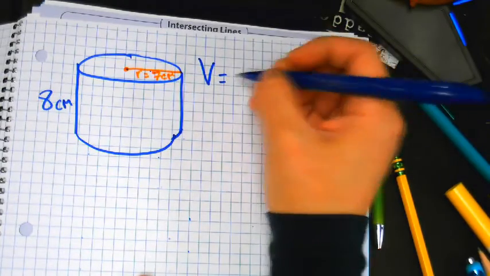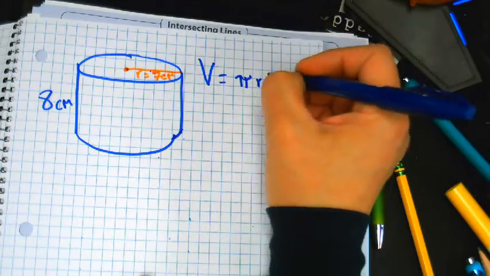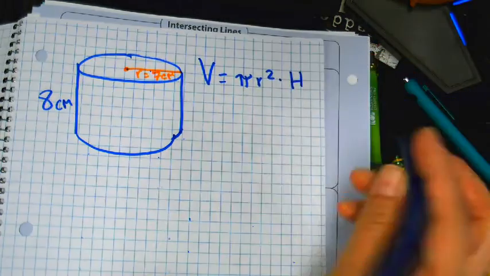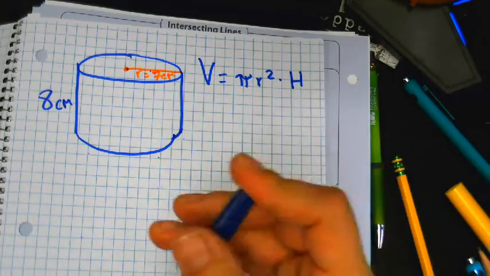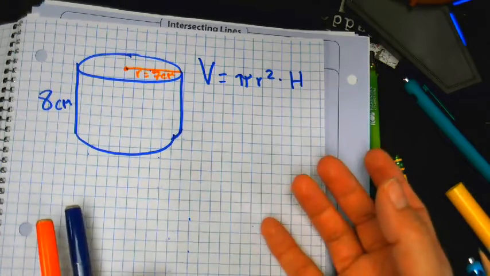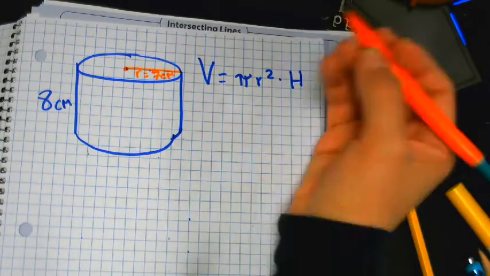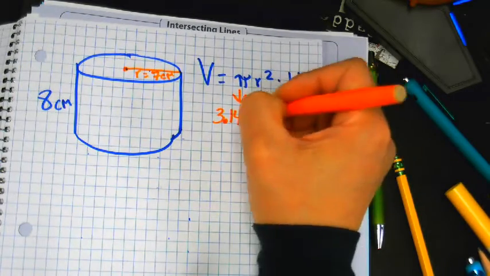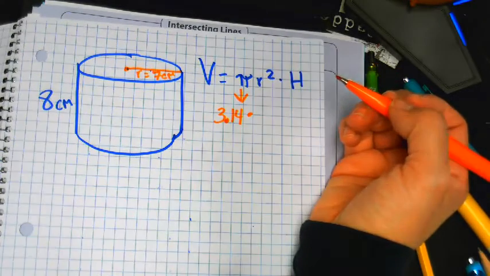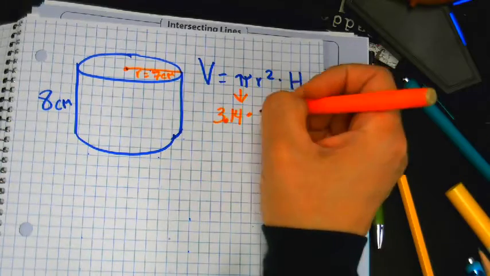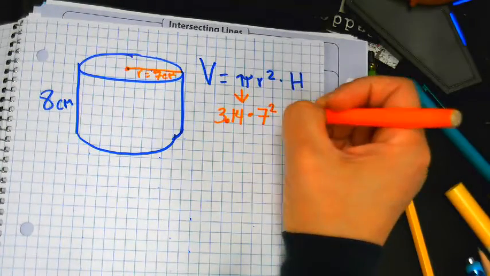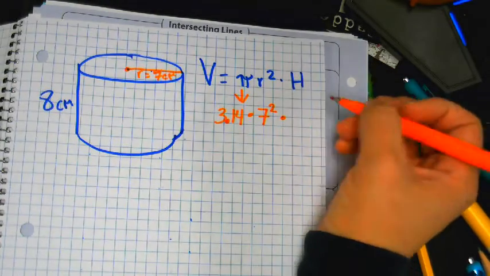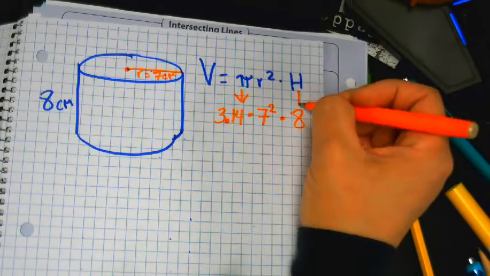Volume equals pi r squared times your height, right? So now let's plug in numbers that we know. Do we know what pi is? Yes. So this is 3.14 times, what's my r? 7 squared times, what's my height? 8. So I just plugged in my numbers.